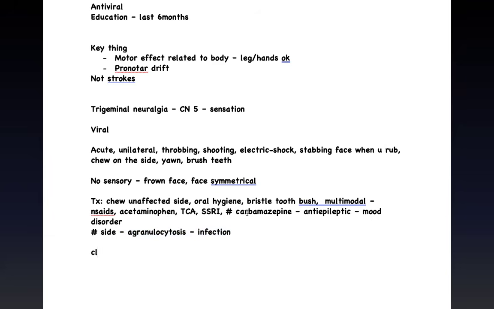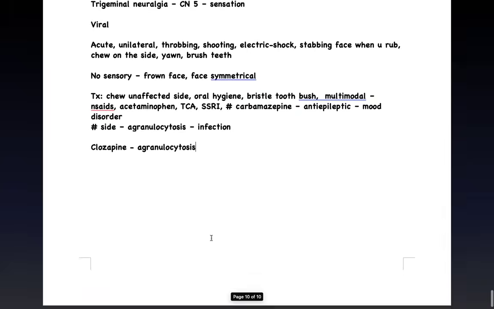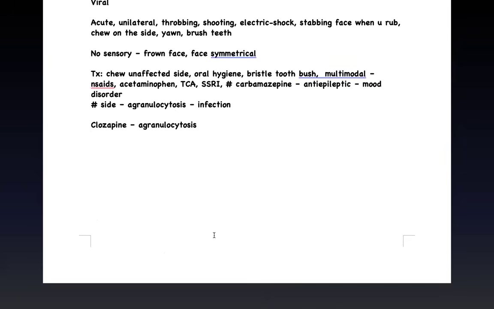Remember, there's a medication called clozapine, which also causes agranulocytosis, but they are different. This is an antipsychotic. Carbamazepine is an anti-epileptic. And this is the way you teach the patient. This is the management of trigeminal neuralgia, and that's the management of Bell palsy. The two are different, and you can find the difference between them easily. Almost done.